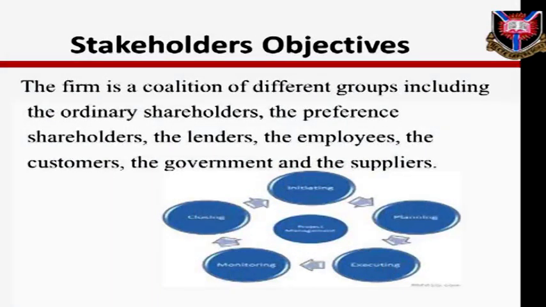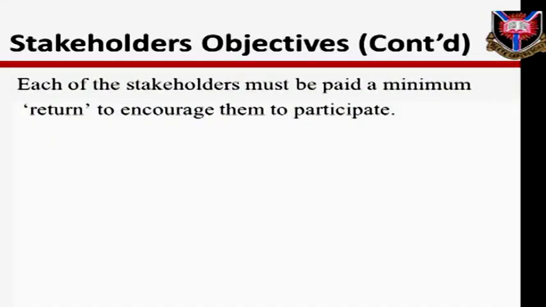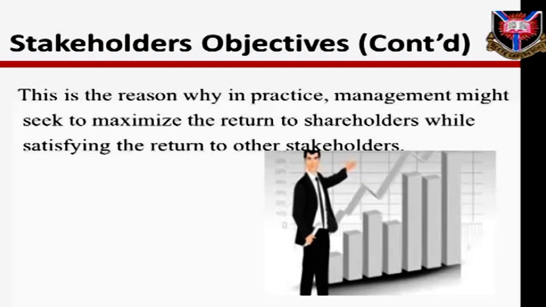Stakeholders' objective. The firm is a coalition of different groups, including the ordinary shareholders, the preference shareholders, the lenders, the employees, the customers, the government, and the suppliers. Each of the stakeholders must be paid a minimum return to encourage them to participate. This is the reason why in practice, management might seek to maximize the return to shareholders while satisfying the return to other stakeholders.